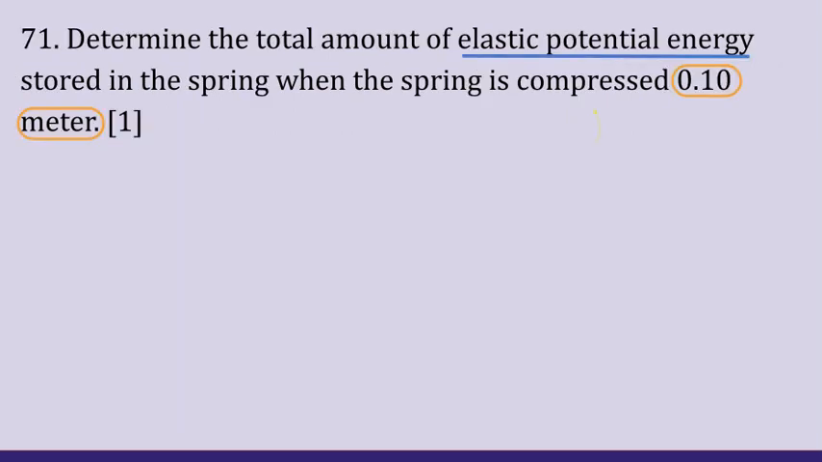So let's start with question 71. Determine the total amount of elastic potential energy stored in the spring when the spring is compressed 0.1 meters. Since they asked me for elastic potential energy, I know that PE_s is my unknown, and there's only one formula with PE_s, so I just went right to PE_s equals 1/2 kx squared.